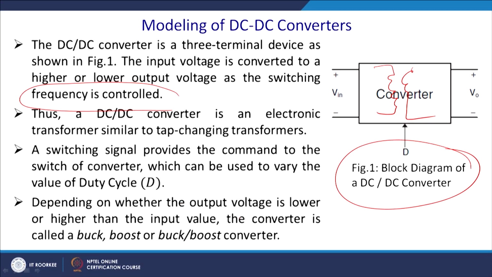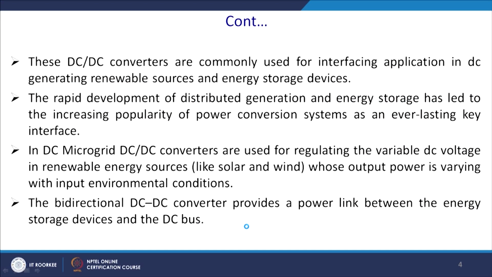Depending on whether the output voltage is lower or higher than the input value, you can have a buck converter or a boost converter. You also have the flexibility to sometimes buck it and sometimes boost it. So, thus you have a buck boost converter. These DC to DC converters are commonly used for interfacing applications in DC generating renewable sources and energy storage devices.